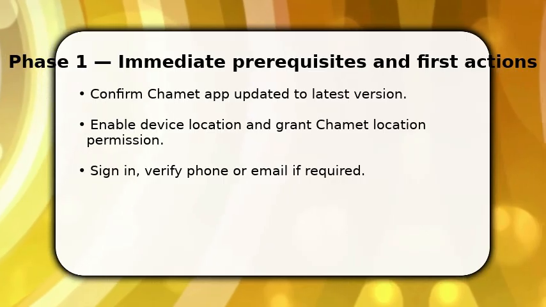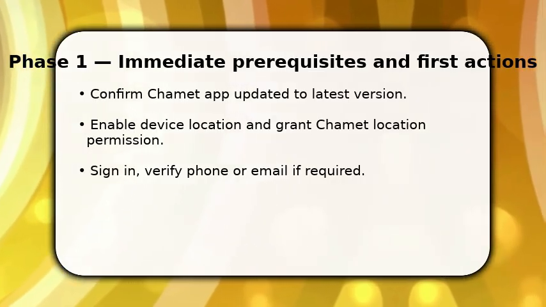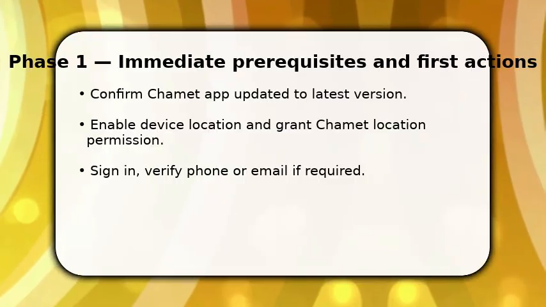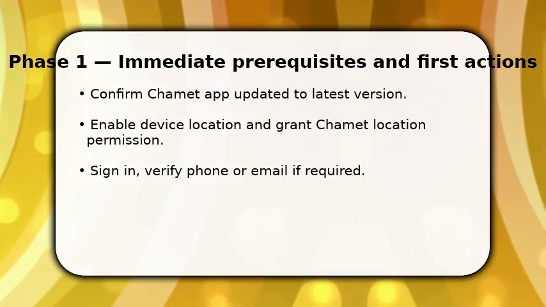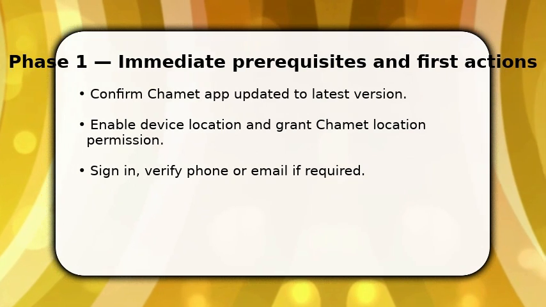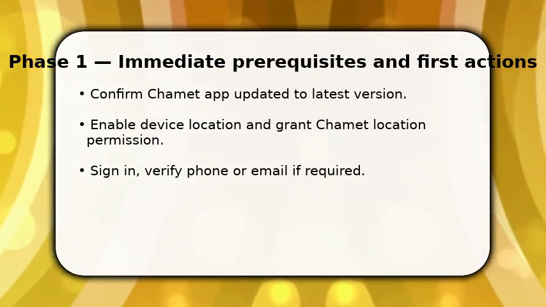Once done, go to the Profile or Settings tab. This is where Chamet lists location options. Don't skip permissions. Without them, the app can't detect or let you modify location reliably.